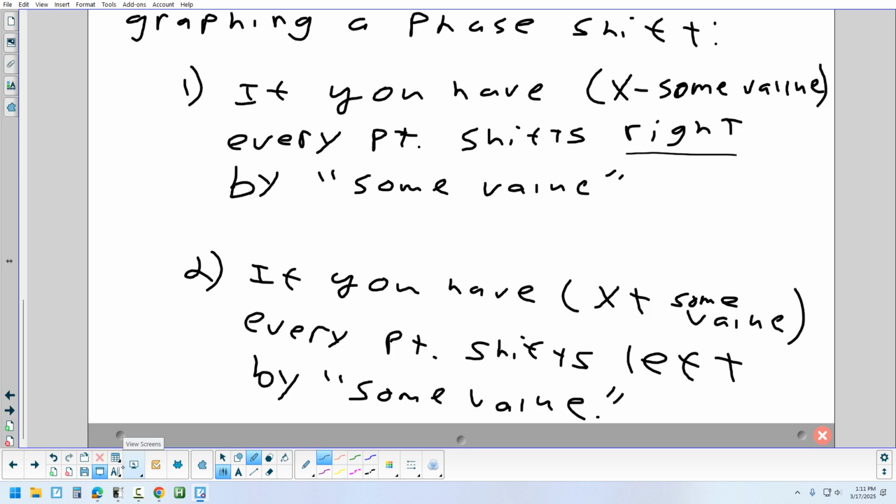Technically, you can shift sine or cosine by any value that you want. The common amounts we usually shift by are 90 degrees, which is pi over 2, 45 degrees, which is pi over 4, and 180 degrees, which is pi. Could you shift it by 52 degrees if you wanted to? Yep. That's just not a common amount that we do.